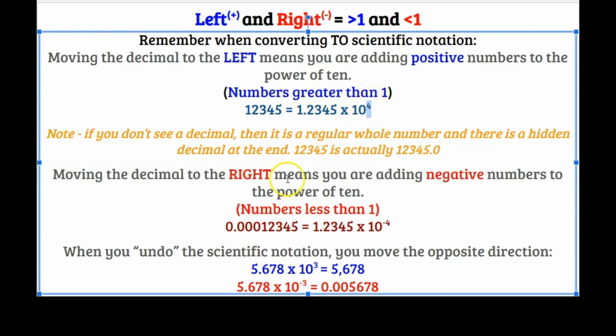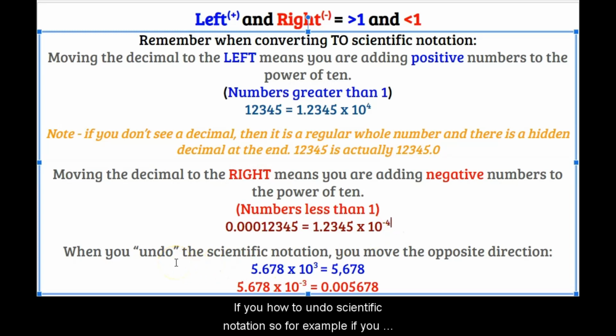Now, if you end up having to move the decimal to the right, that means you're adding negative numbers to the power of 10. This is what you do when you have a number that is less than 1. So, for example, if you have 0.000122345, in order to move this decimal so that there's a single digit to the left, you have to move it to the right 1, 2, 3, 4 times. This time you're dealing with a number that's less than 1, so you're going to end up with a negative exponent. It had to move to the right 4 times to get there, and so you put 10 to the negative 4.